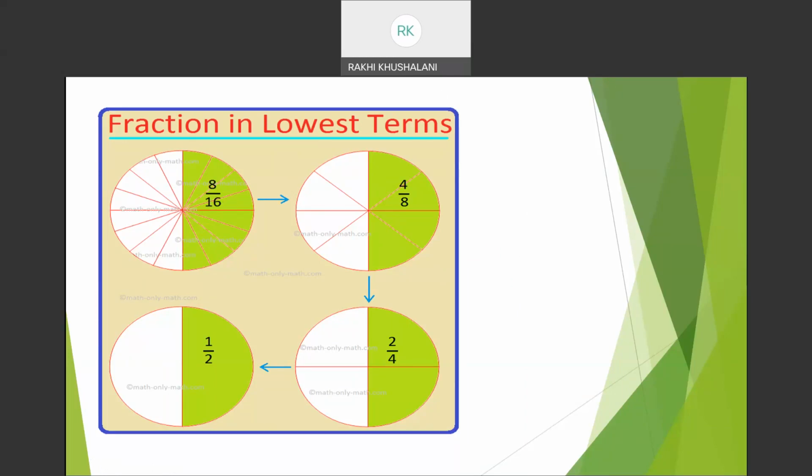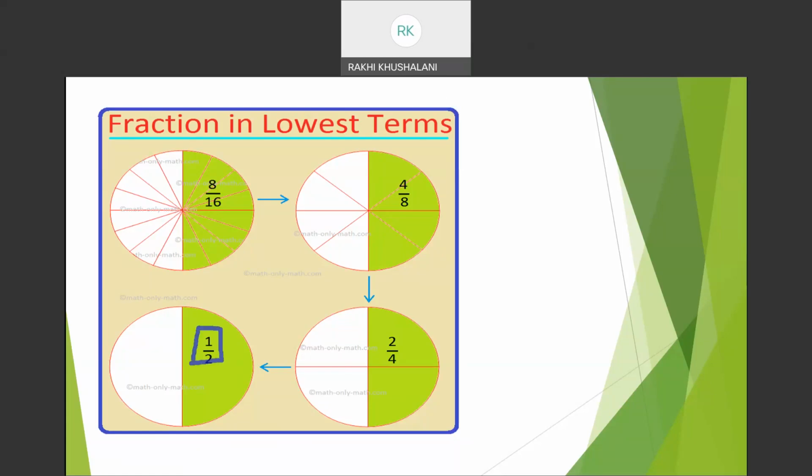This whole chapati is divided into 4 equal parts, but you took 2 parts out of it, but still it means you took half a chapati. This whole chapati is divided into 2 equal parts, but you took just 1 part. That means you still took half the chapati. So they all are equivalent fractions, but the most reduced form is which? The most reduced form is half.